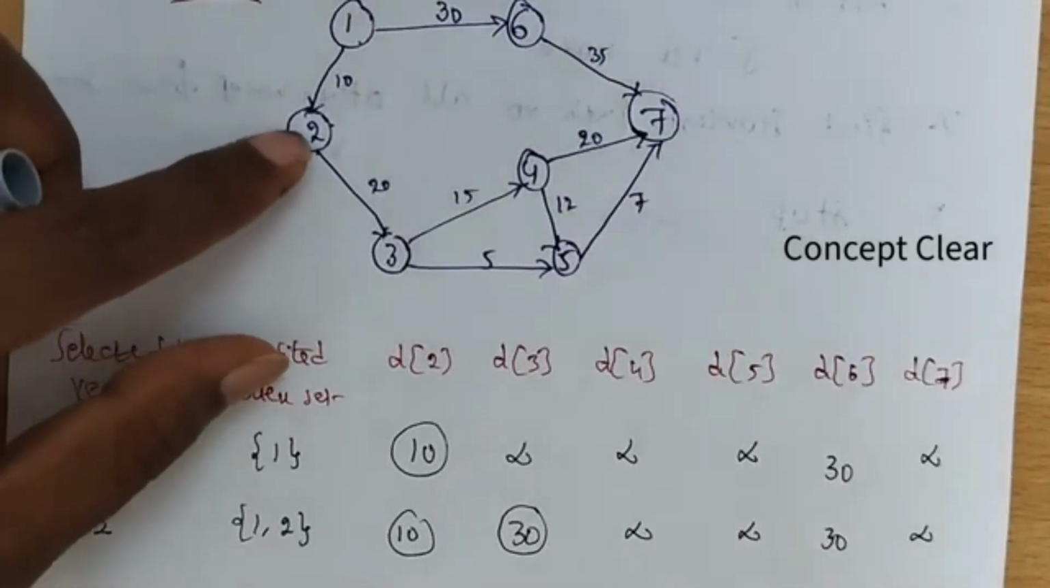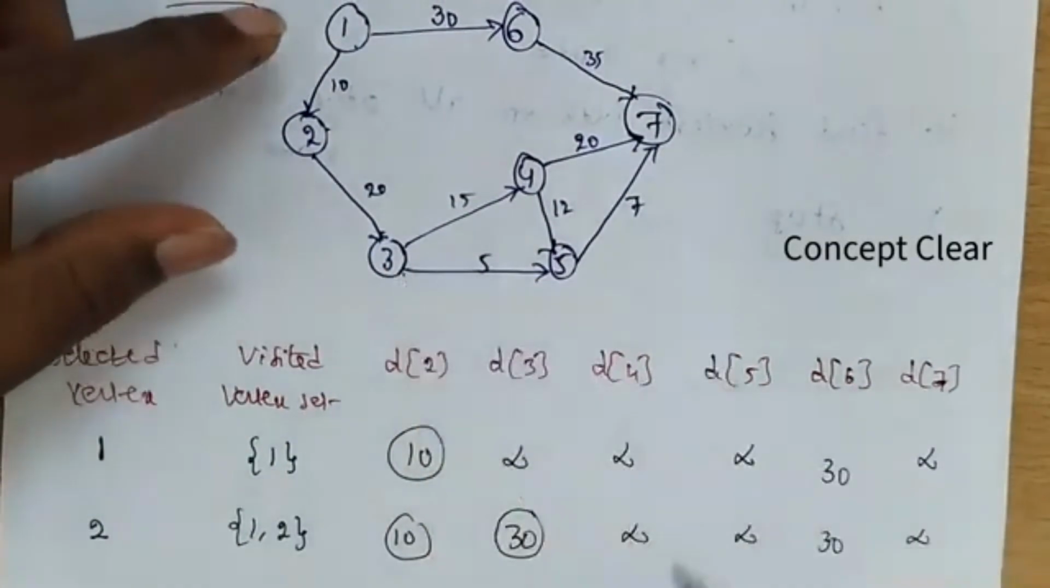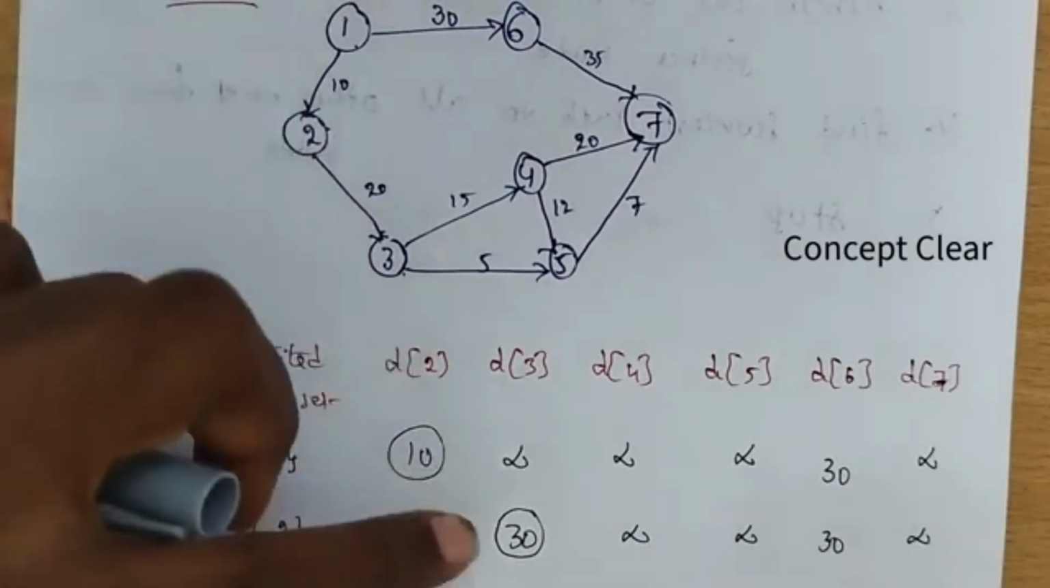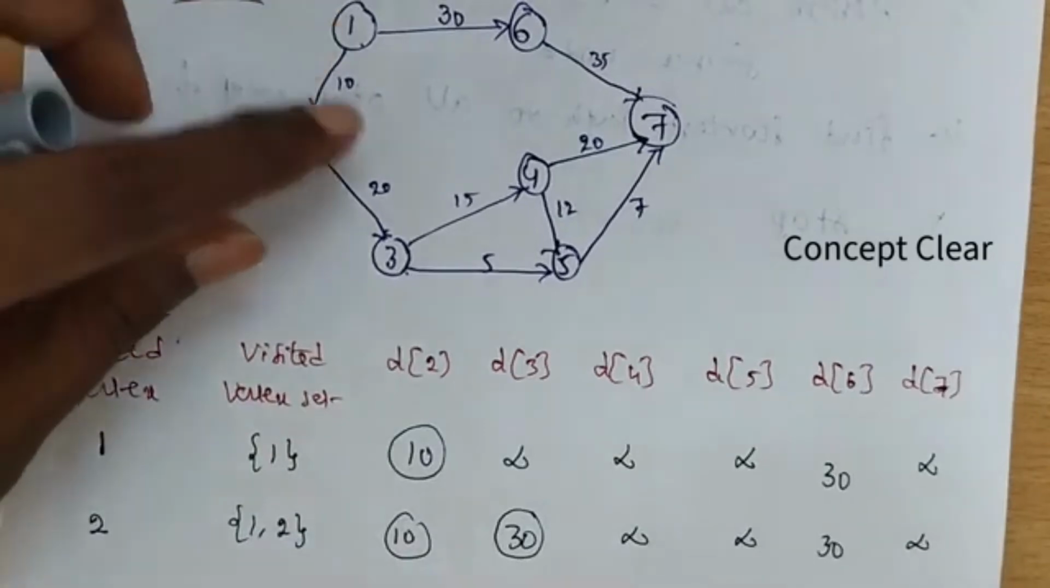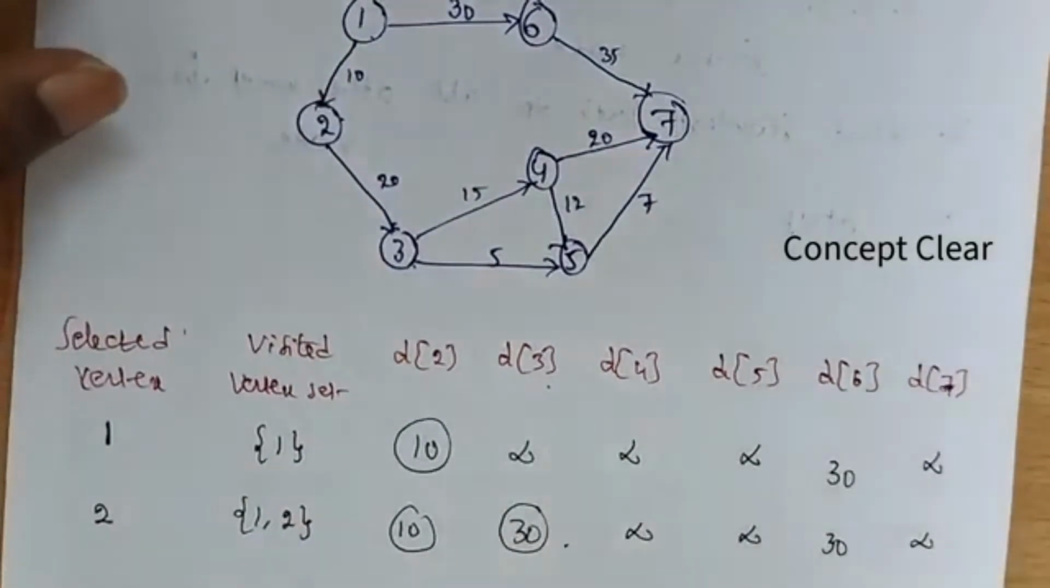Okay, why? Because we are here only, so we are selecting 30. Here, 1 to 2 is 10, 2 to 3 is 20. So 10 plus 20 is 30. So the cost from 1 to 3 is 30.